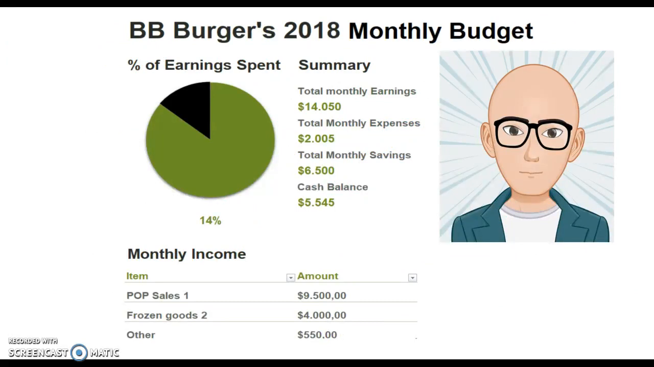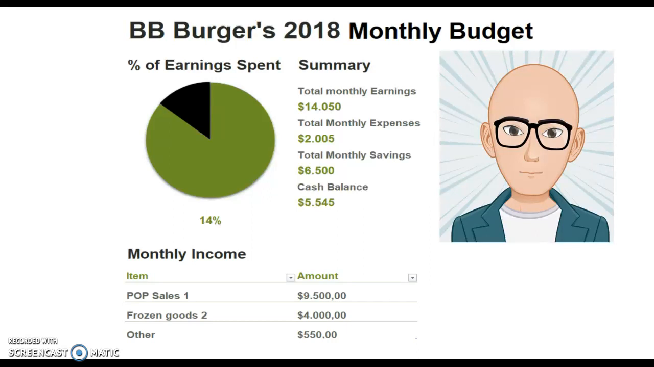BB Burgers 2018 monthly budget. Now we can see that this company seems to be a very good company because they have only spent 14% of their earnings. That means they have a lot of money.